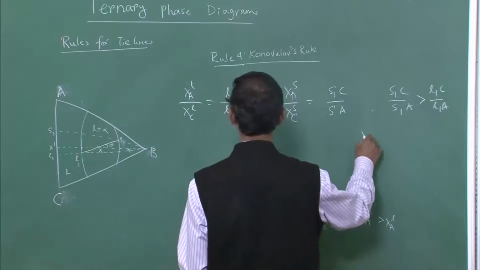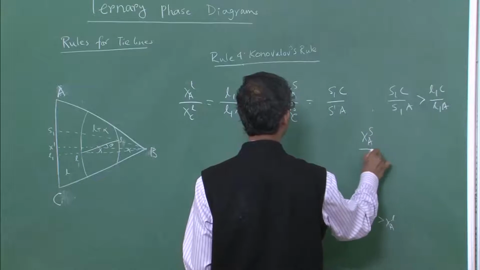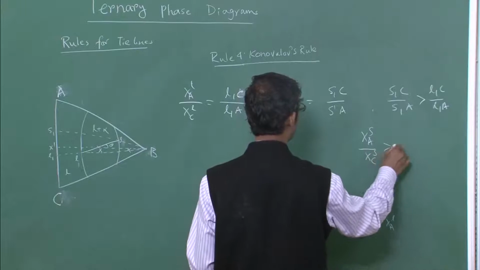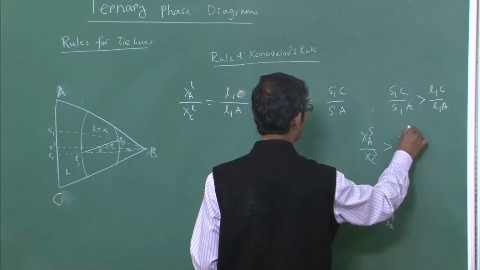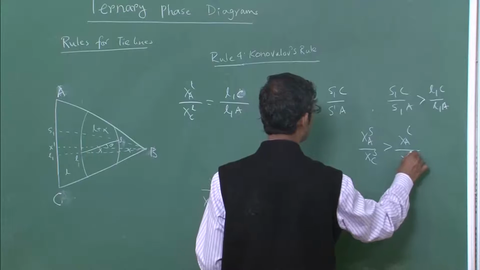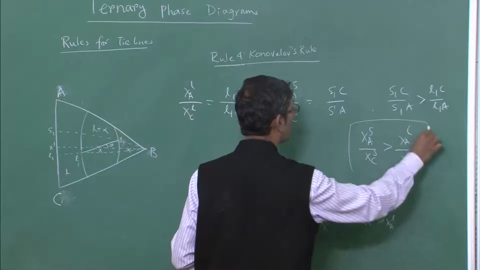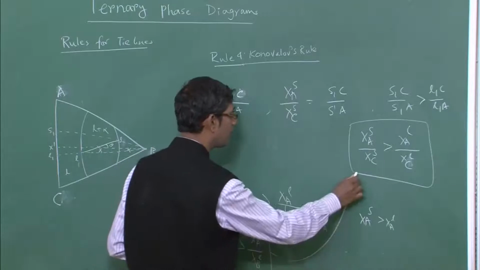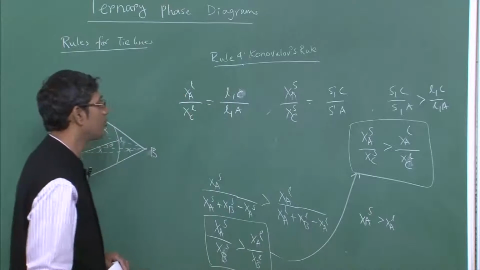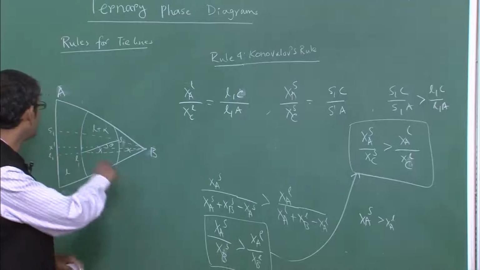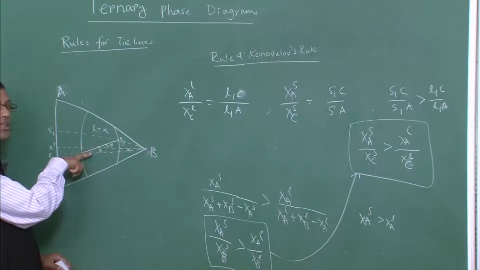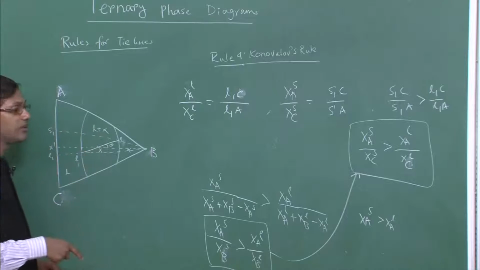So, that means X_A^S divided by X_C^S is greater than or equal to X_A^L divided by X_C^L. So, I follow Konovalov's rule, this is Konovalov's rule. I change the orientation of this tie line and I check by using Konovalov's rule.